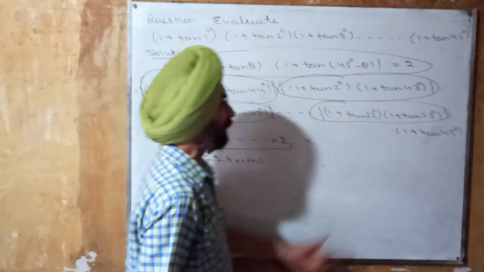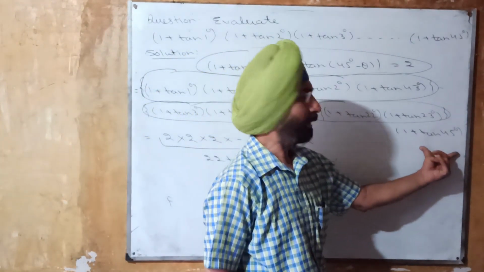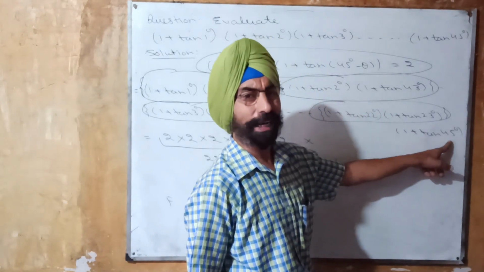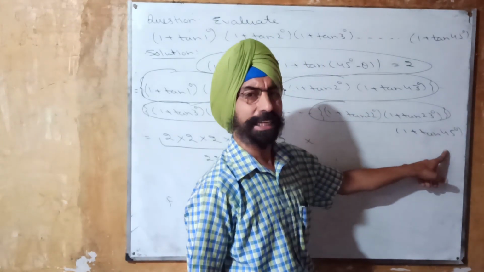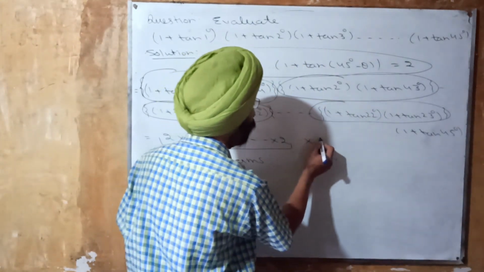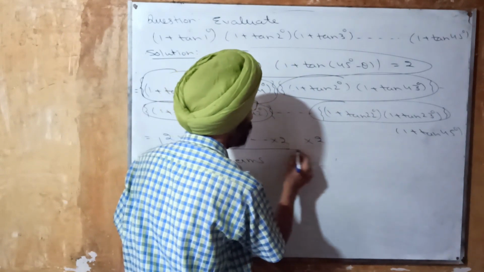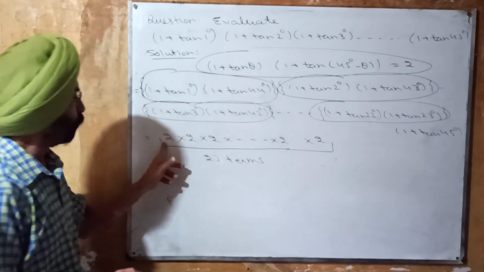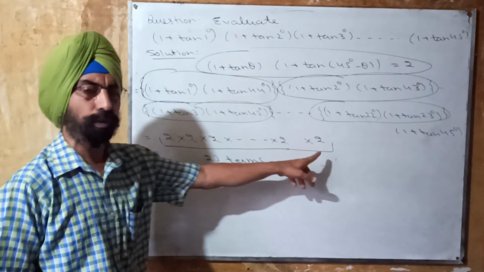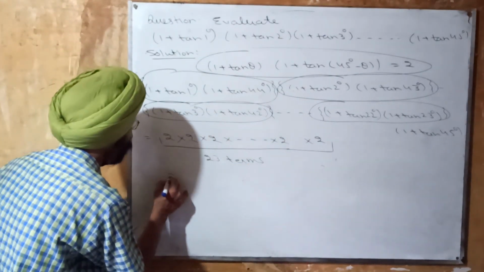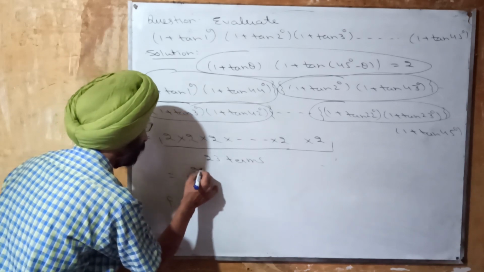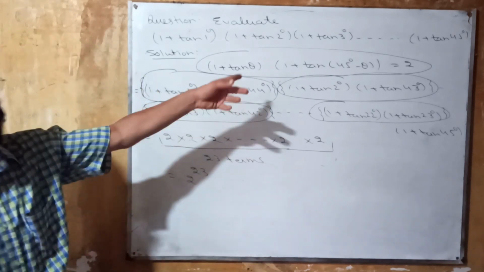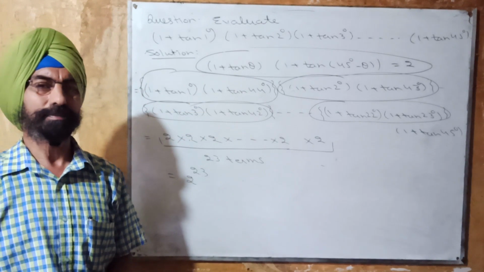and multiplied by one more term. Tan 45 degree is 1. So this 1 plus 1 is again 2. So 1 more 2. So how many total terms are there now? These are now 23 terms. So 2 multiplied by 2 multiplied by 2, 23 times is going to be equal to 2 raised to the power 23, which is the required answer of the given question.